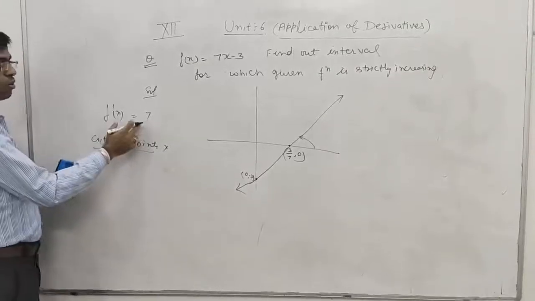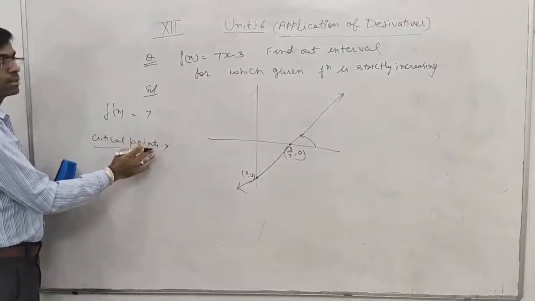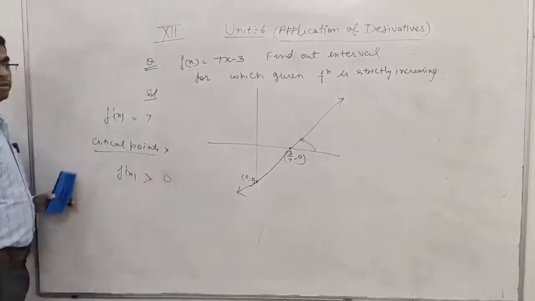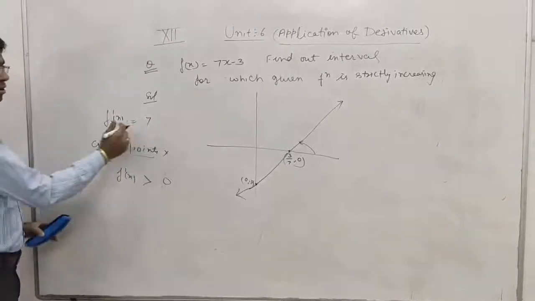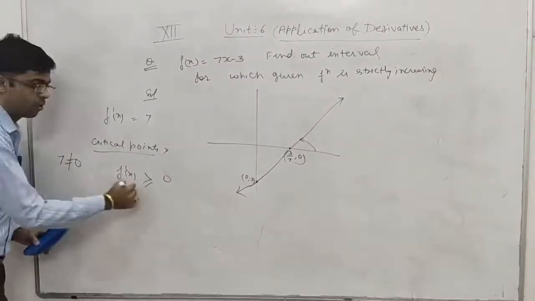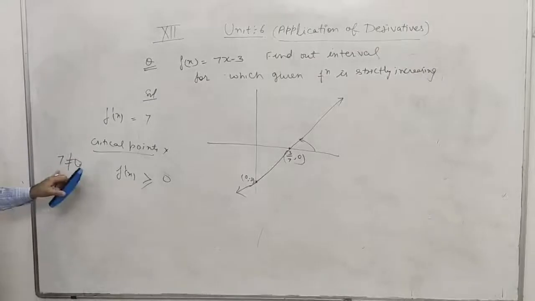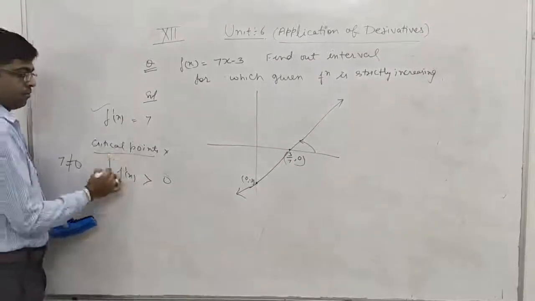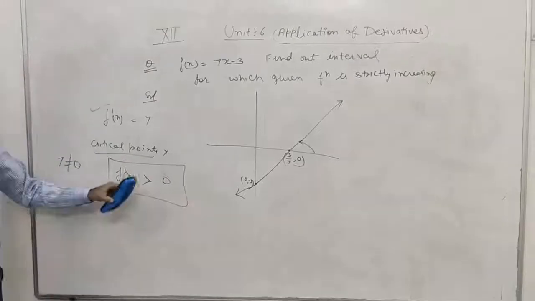We cannot find critical points by equating f dash x to 0. It is clear that f dash x is greater than 0. This 7 cannot be equal to 0, so here we will not include the equal sign, because 7 can never be equal to 0. So it is clearly visible that f dash x is greater than 0.